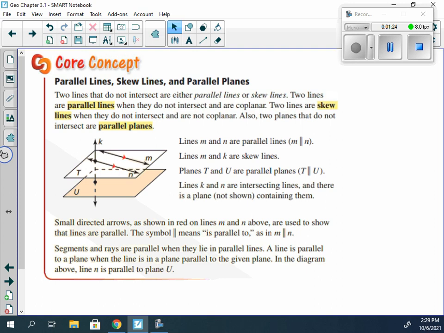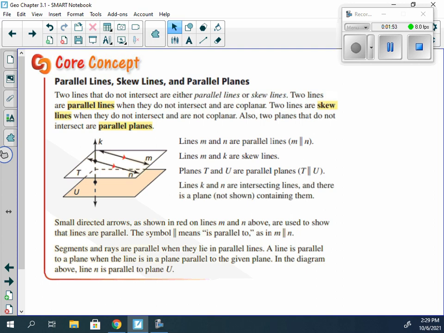Because most of the time, especially in Algebra 1, when we talked about parallel lines, we were talking about a coordinate plane. So we didn't have to state the fact that they are in the same plane because we only worked in one plane. But here, when we talk about two lines being parallel, they do not intersect and they are in the same plane. Skew lines, two lines are skew when they do not intersect and are not coplanar.